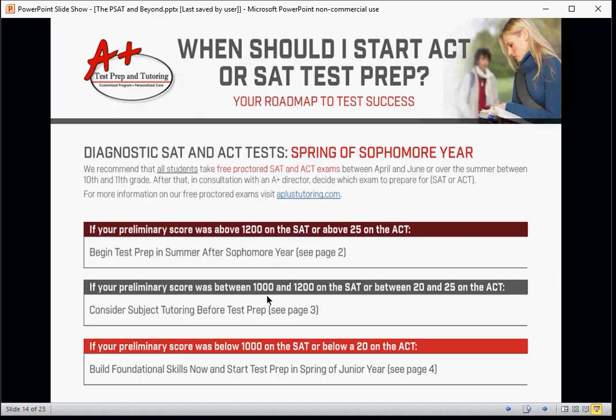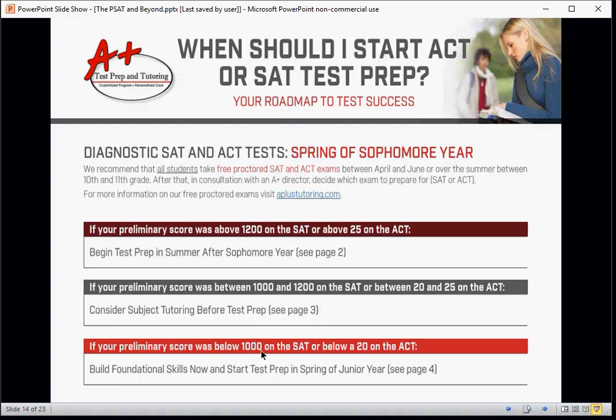For students in this range, if your student has somewhere between a 1,000 and a 1,200, we recommend that during the summer, between sophomore and junior year, you do some tutoring to improve the student's subject area skills in 3 areas: the reading, the writing, and the math, and then plan to do some test preparation after that, which would probably be to prepare for an SAT or ACT in the spring of the junior year.